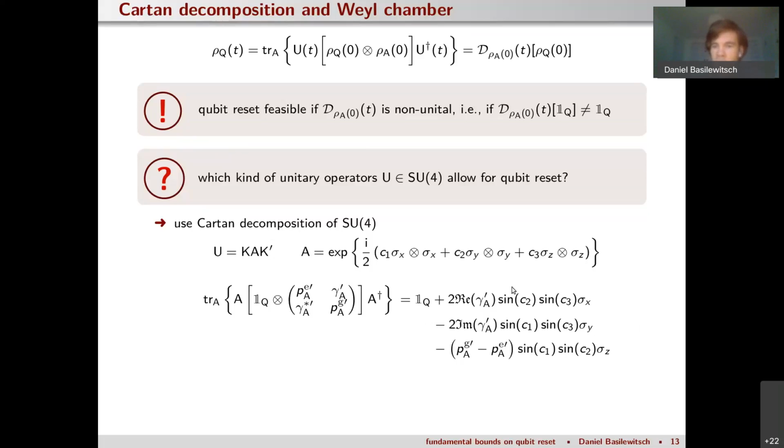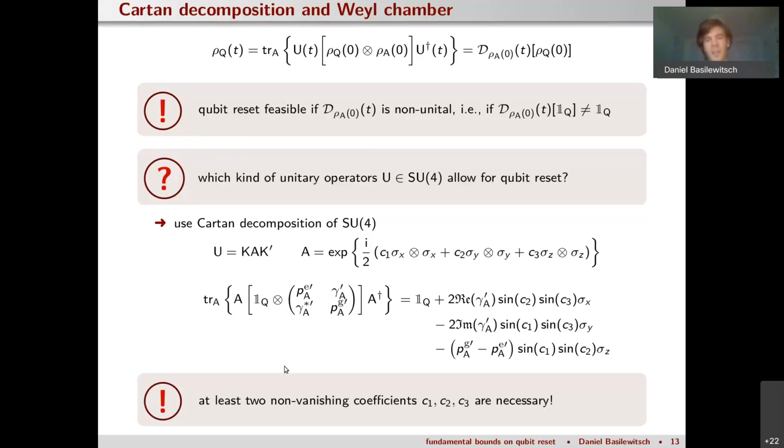So the question is, when do those three terms vanish or not vanish? And here you can find they vanish if only one of those coefficients is non-zero, so two of them are zero. So let's assume C1 is non-zero, but C2 and C3 are zero. Then you can see that in each of those three terms you have at least one sine term which becomes zero, so all three terms vanish. If you have at least two non-zero coordinates here, then at least one of those terms does not vanish.